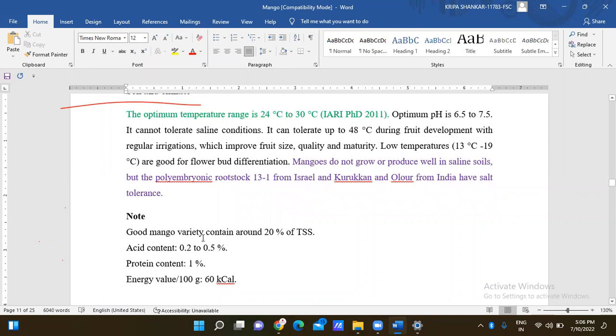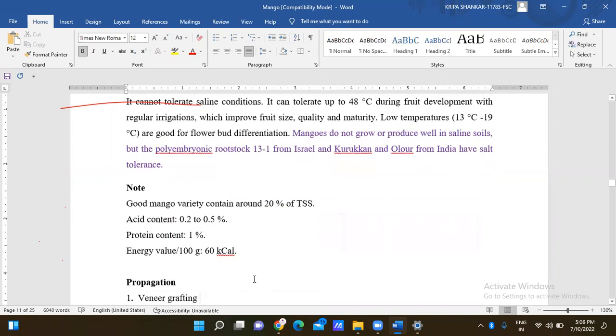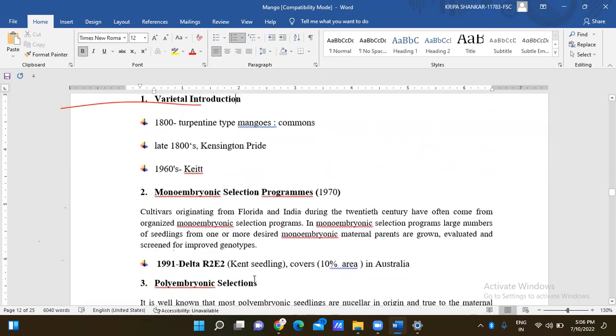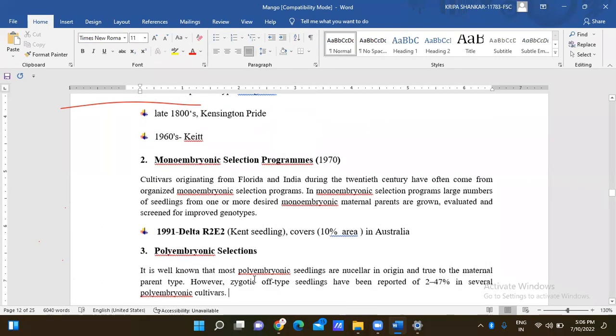For an optimum variety, what is the specific character? TSS must be 20%, acid content 0.2 to 0.5%, protein content 1%, energy value 60 kilocalories. Okay. Propagation, these things you can read. Varietal introduction is there. Some points are very much important.